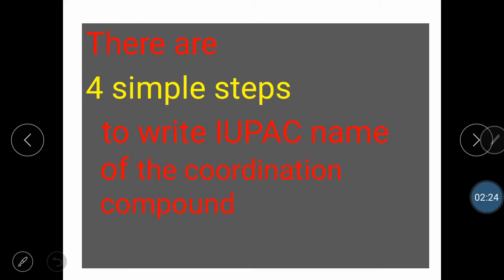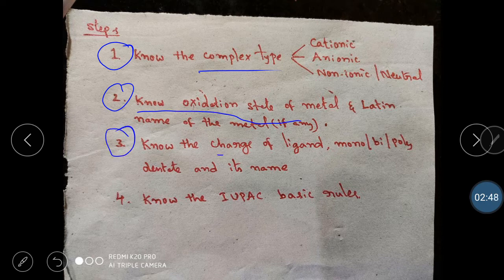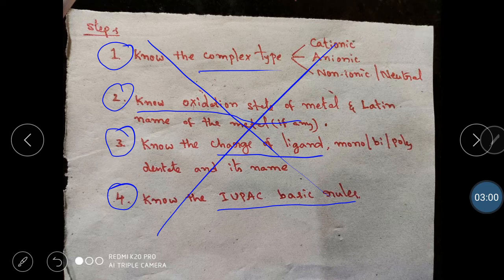Let's start. There are 4 simple steps for writing the nomenclature of any compound. Step 1: know the complex type. Step 2: know the oxidation state of the metal. Step 3: know the charge of the ligand. Step 4: know the IUPAC basic rules. Right now, you don't know anything of this, but I'm going to teach you all these steps, then you will understand. Okay, let's start.